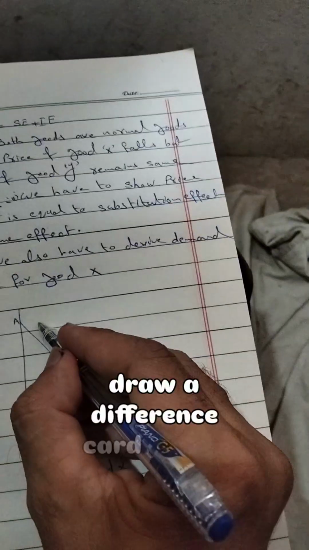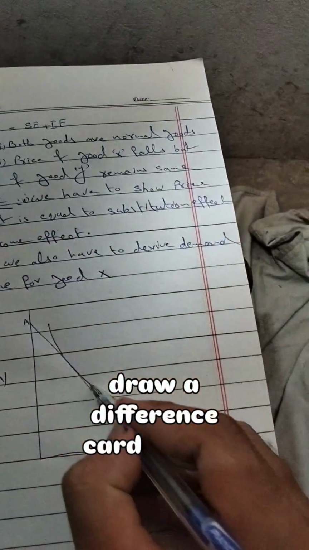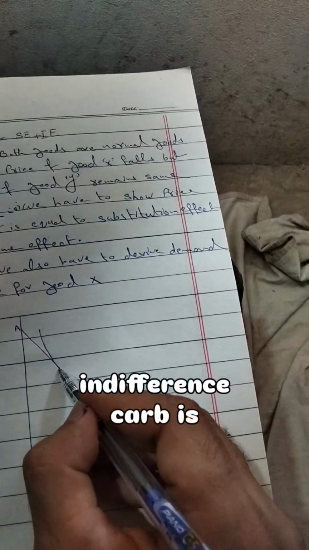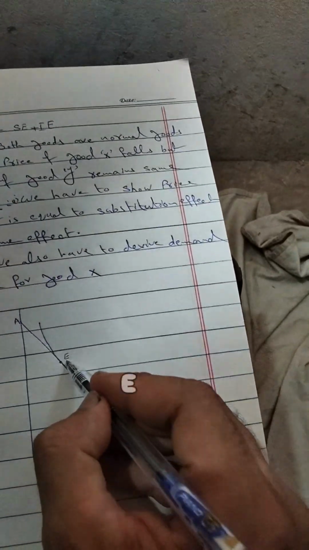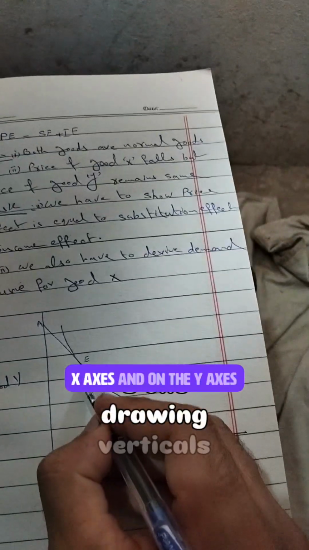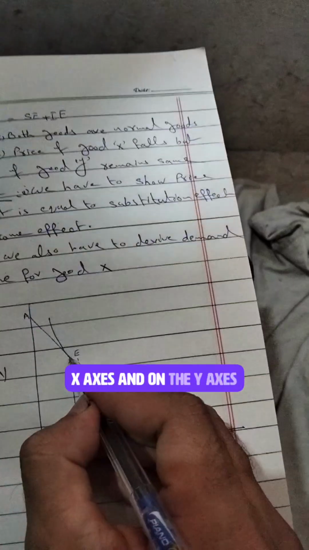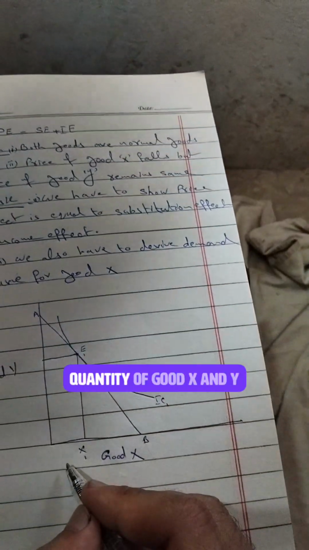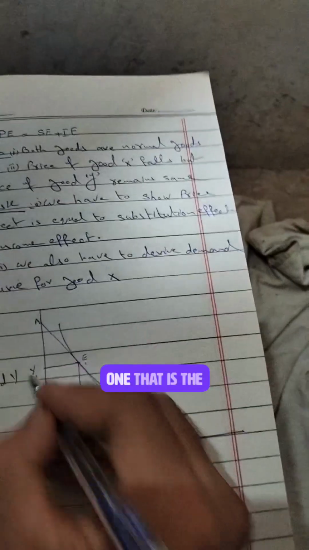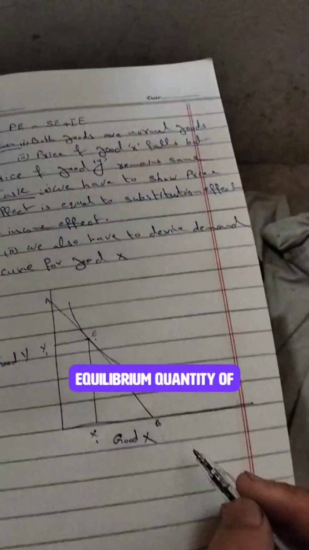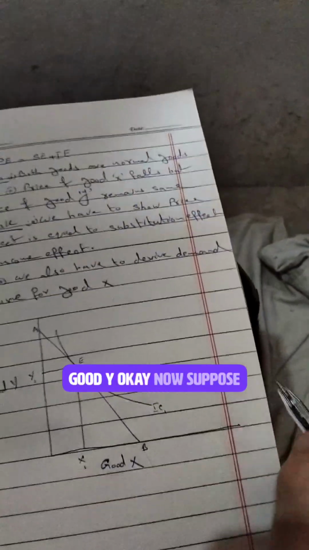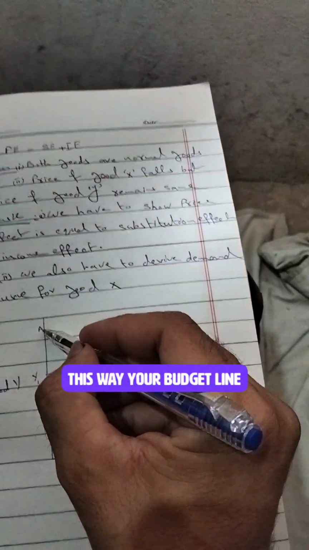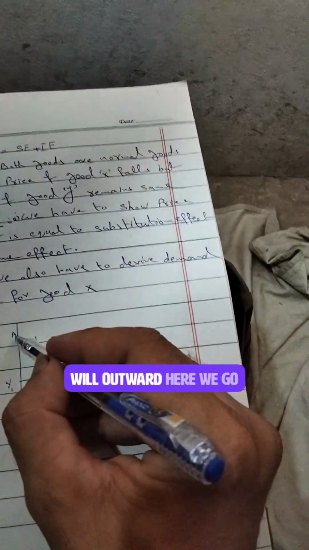Now draw indifference curve IC1. This indifference curve is tangent at point E1, drawing verticals on the x-axis and on the y-axis. In this way we get x1, that is the equilibrium quantity of good X, and y1, that is the equilibrium quantity of good Y. Okay, now suppose price of good X falls. In this way your budget line will rotate outward.